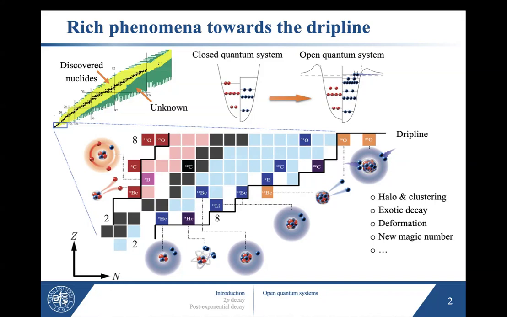And this is caused by the short-range nature of nuclear force, which means that when the system is imbalanced with protons and neutron numbers, the valence nucleons will be strongly coupled to continuum and impacted by the environment. That is what we call open quantum systems. And in these open quantum systems, exotic phenomena occur.